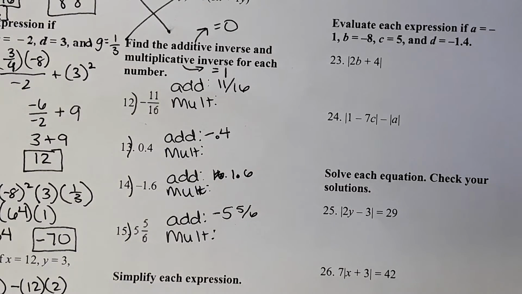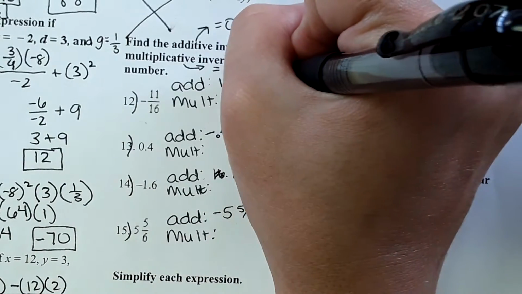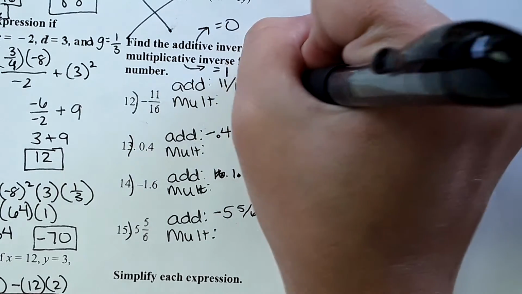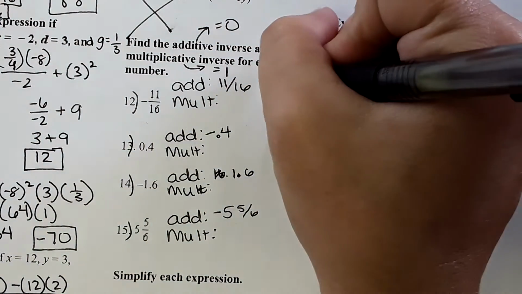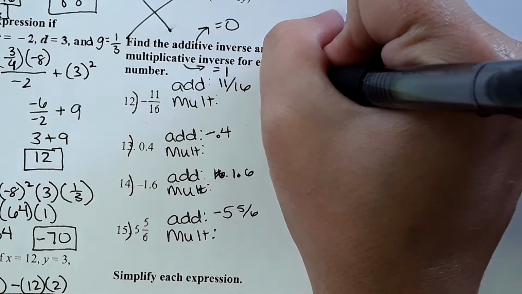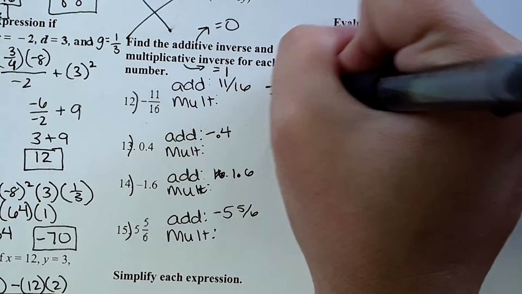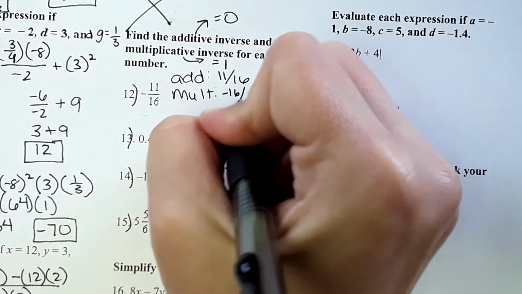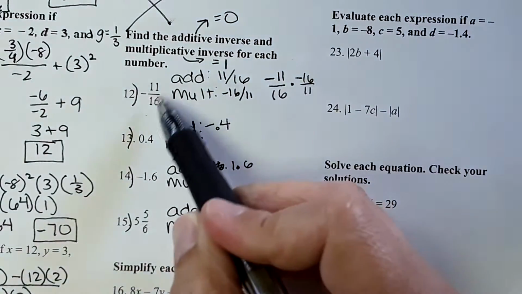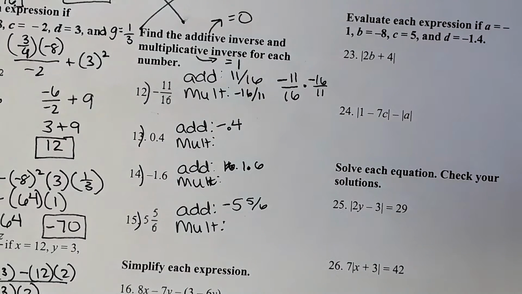Then for multiplicative, you're looking for something you can multiply by to get 1. What you can multiply by is the reciprocal, or in this case, negative reciprocal. So it would be negative 16 over 11. And if you multiply this out, you'd get 1. So negative 16 over 11. If it's represented in a fraction, this part's easy.